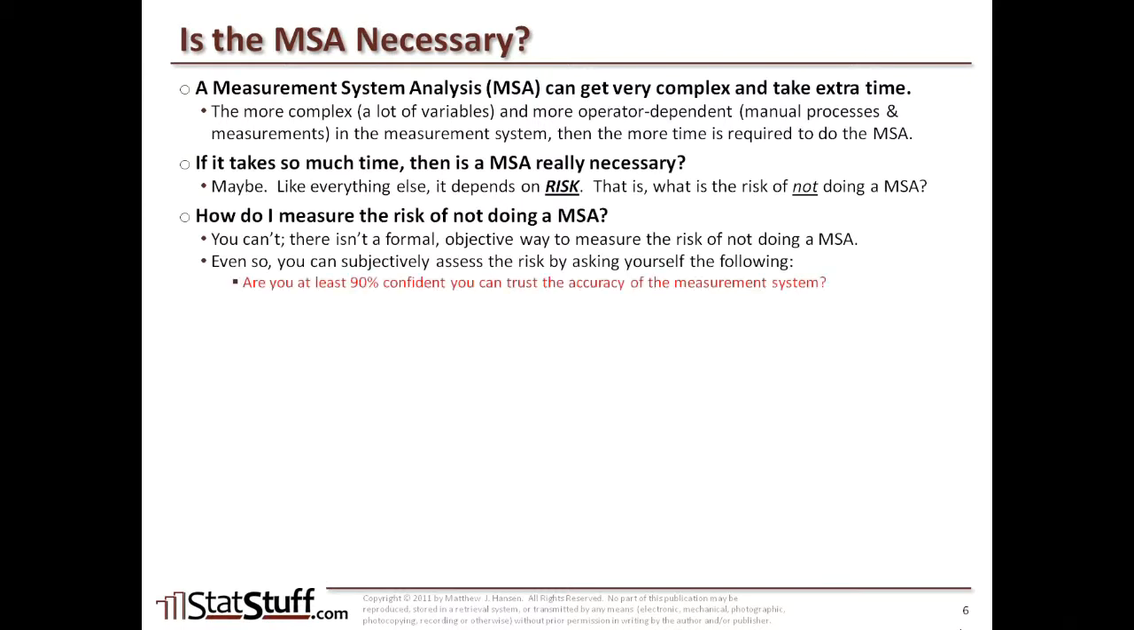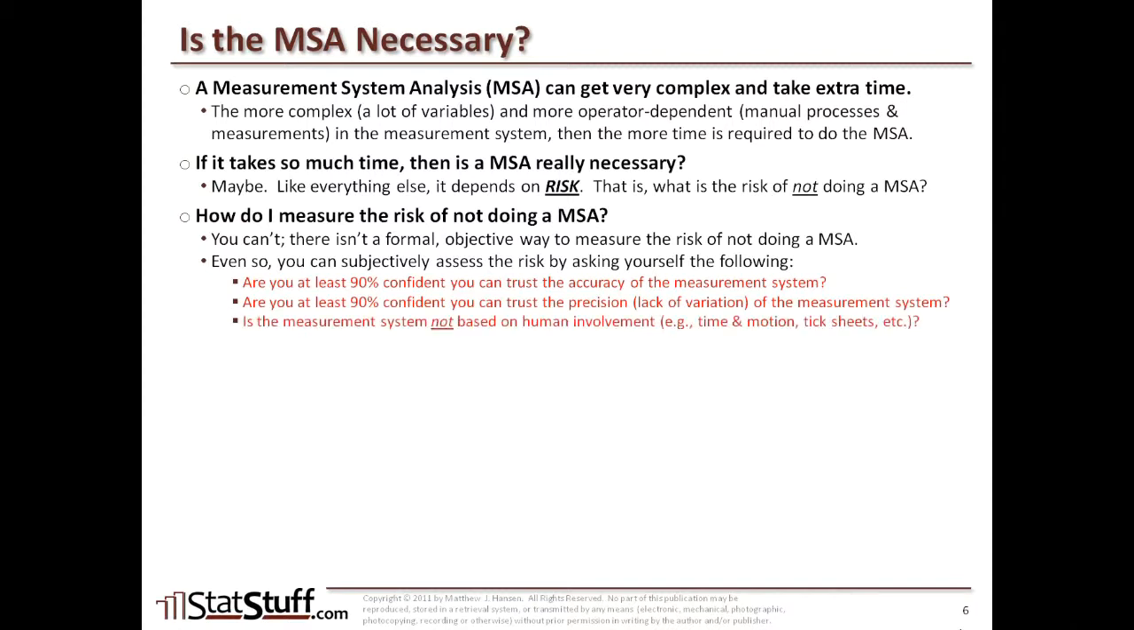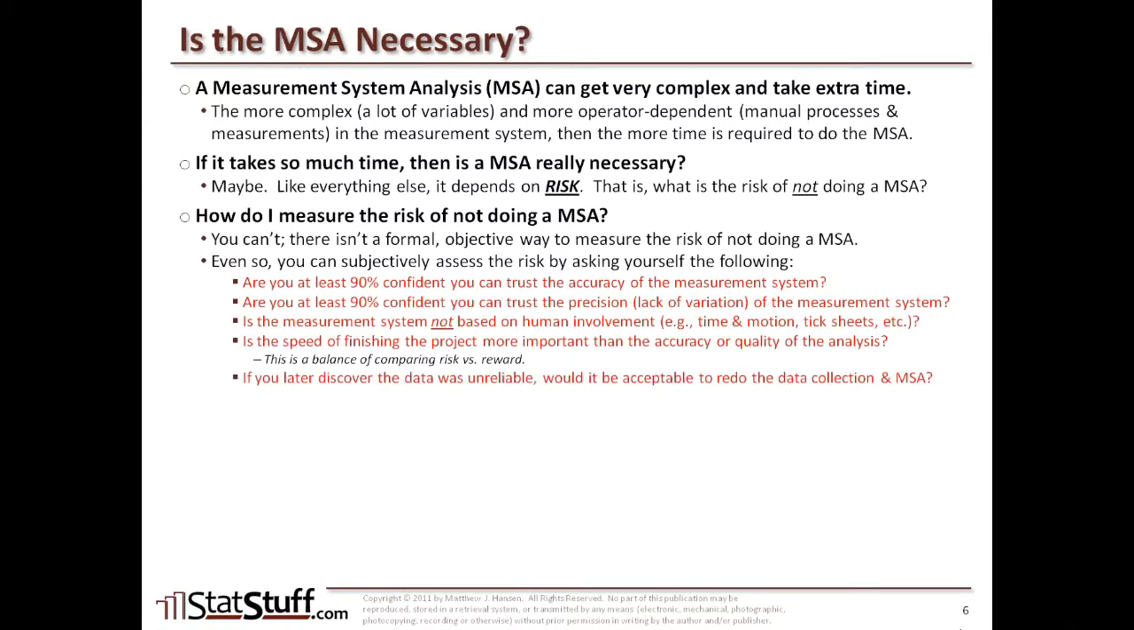For example, are you at least 90% confident that you can trust the accuracy of the measurement system? Are you at least 90% confident that you can trust the precision or lack of variation of that measurement system? Is the measurement system not based on human involvement? That is, it does not involve time and motion studies or tick sheets or some sort of manual recording of the data for the measurement system? Is the speed of finishing the project more important than the accuracy or the quality of the analysis? And that's where you get into the balance of comparing risk versus reward, like we've talked about in previous lessons. If you later discover the data was unreliable, then would it be acceptable to just go back and recollect the data and do the MSA later on?